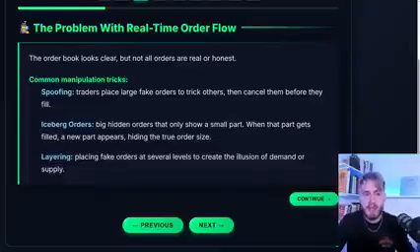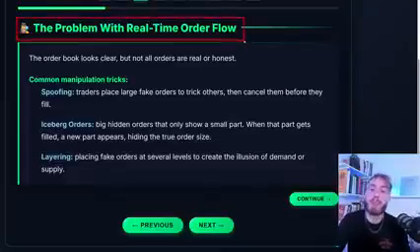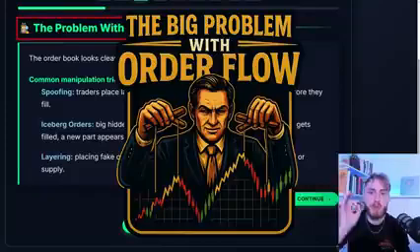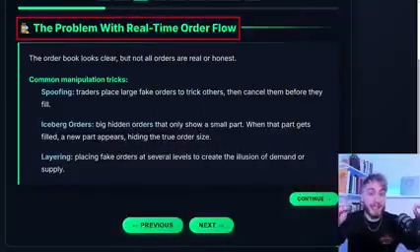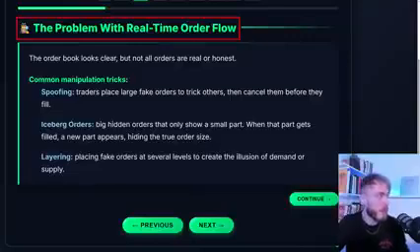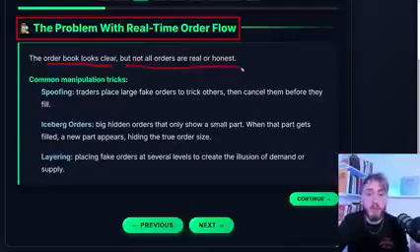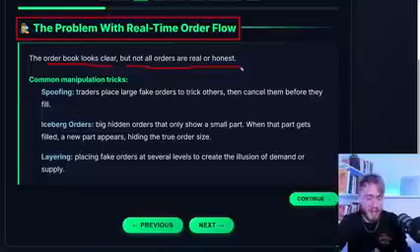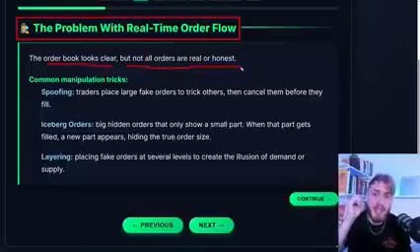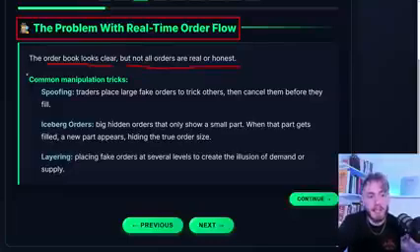But right, so now we need to switch the attention here and take a look at a pretty big problem with real-time order flow. And that is that we are seeing tons of manipulation in the market. So the order book looks pretty clear, but one thing that you really need to learn is that not all orders are real or honest. And there are many different types of orders and different types of manipulation tricks that you really need to learn about. So make sure to pay attention now. Let's begin here by taking a look at some common manipulation tricks.